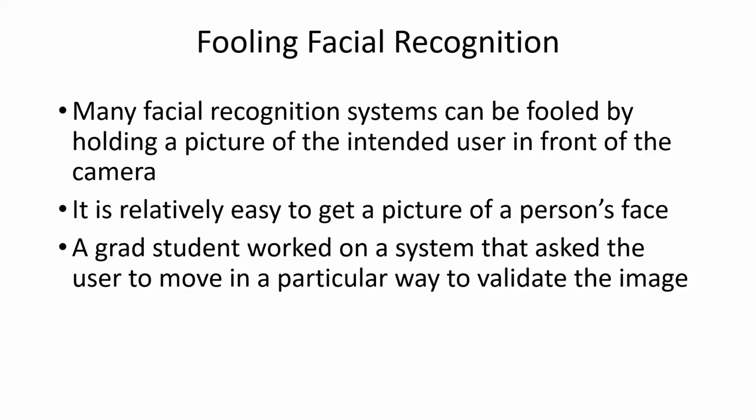You can find somebody's picture out there, find him, and put it up there, and it works. So how do you get around that? My graduate student worked on a system where it asked the human to move. Raise your right hand, turn left, turn right, look up, look down, which the system could record. And then if you did those things, then it said, oh, okay, you're probably right.